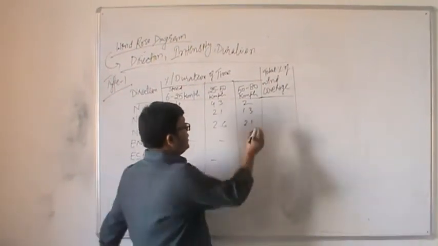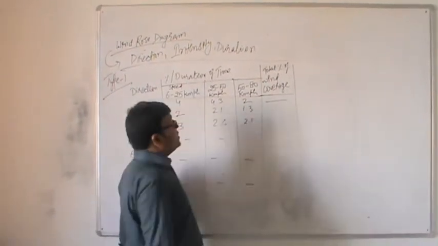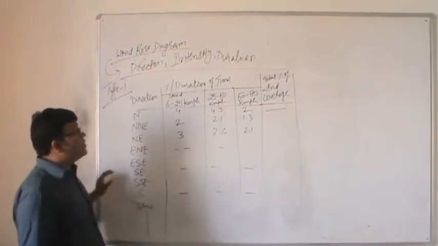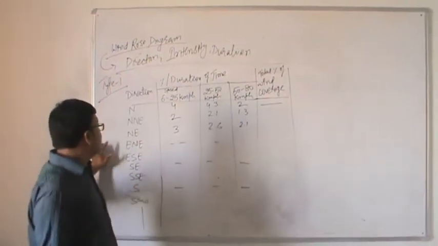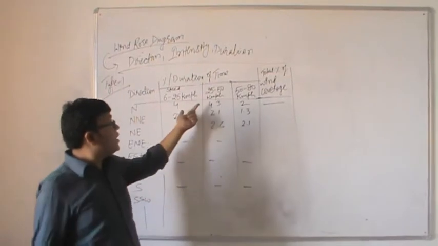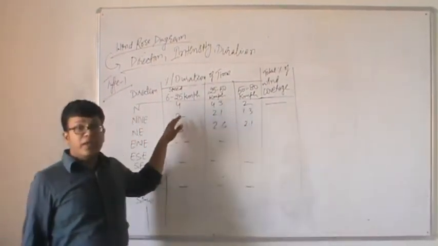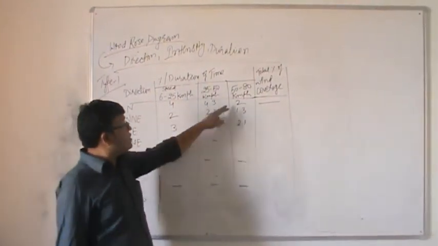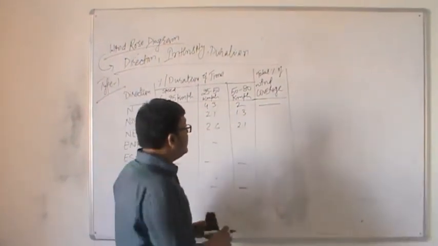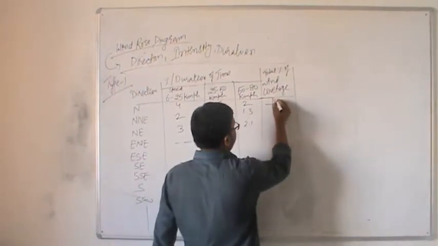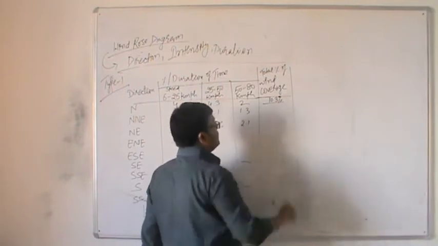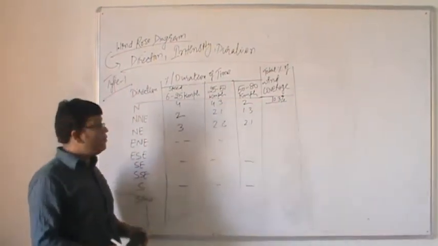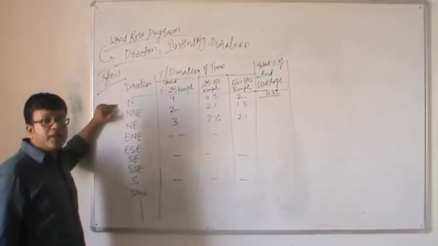What we have to take as a minimum here is the total percentage of wind coverage. That means the total percentage of time the wind was blowing in the direction of north. We can get that by taking the summation of these three. What will it be? 4 plus 2, 6. 6 plus 4, 10. 10.3. That means for 10.3% of time in a year, the wind was blowing in the direction of north.